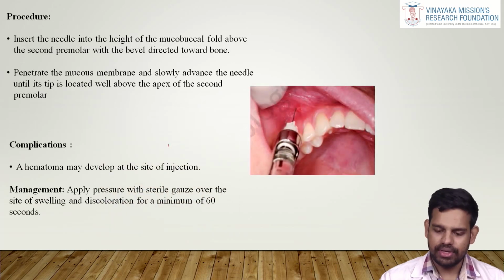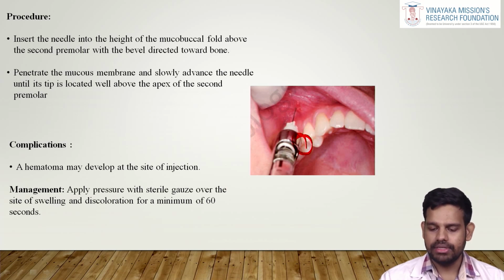The procedure, as you can see, this is the maxillary second premolar, and it is given into the mucobuccal fold. At the height of the mucobuccal fold, the injection is inserted. Insert the needle into the height of the mucobuccal fold above the second premolar with the bevel directed towards the bone. Always direct the bevel of the needle towards the bone, penetrate the mucous membrane, and slowly advance the needle until its tip is located well above the apex of the second premolar.